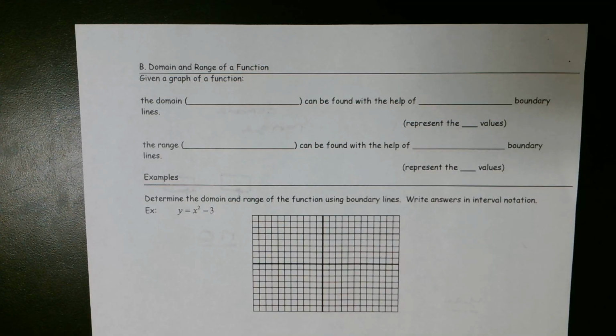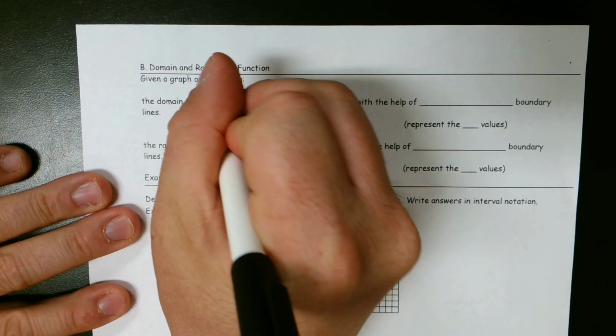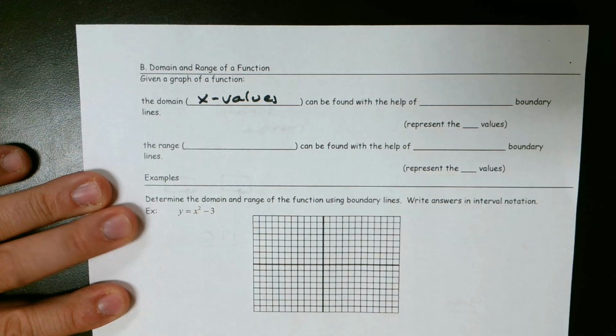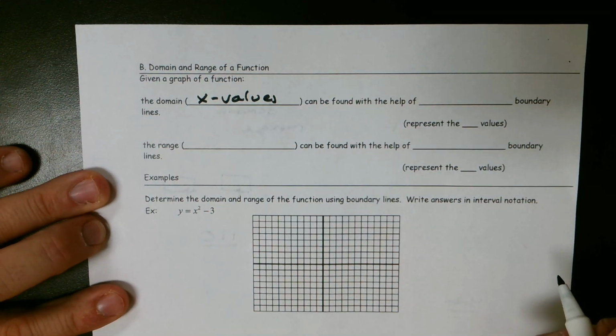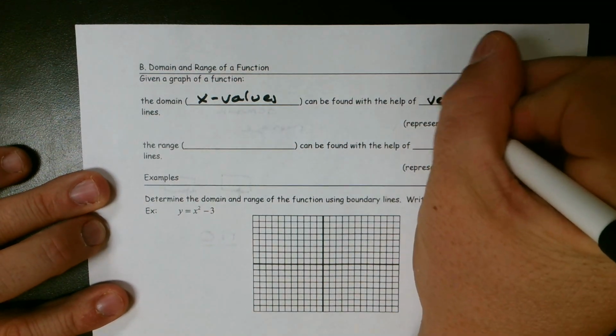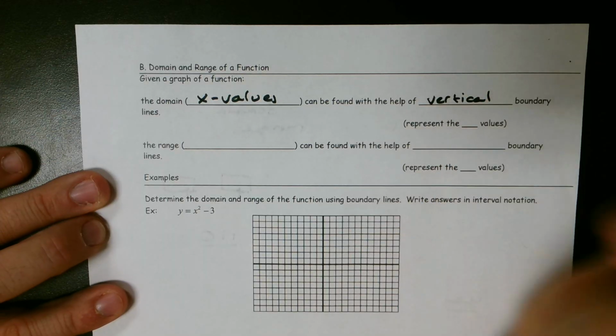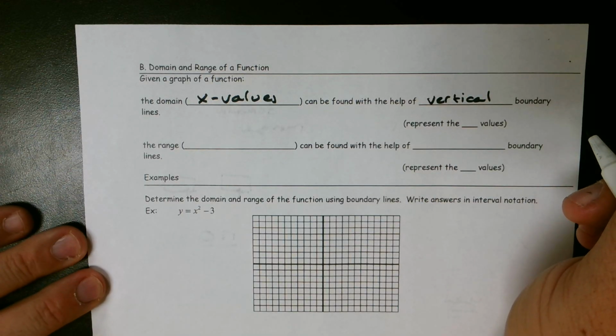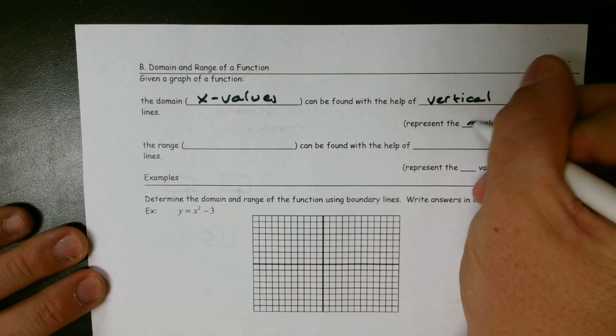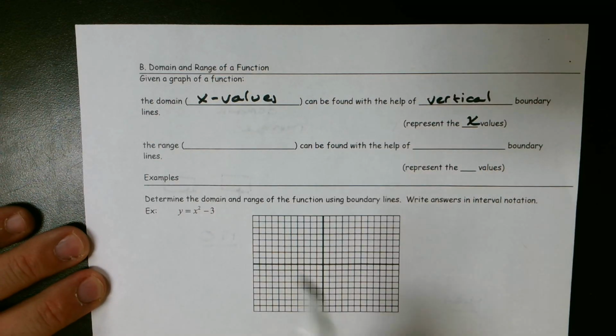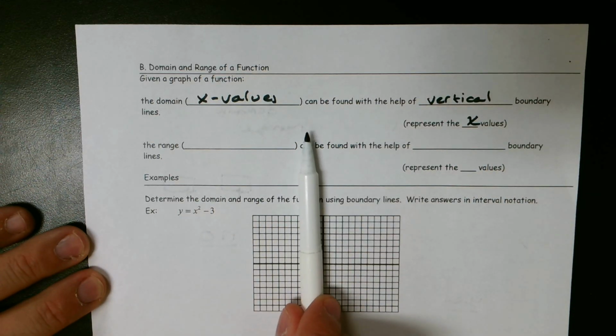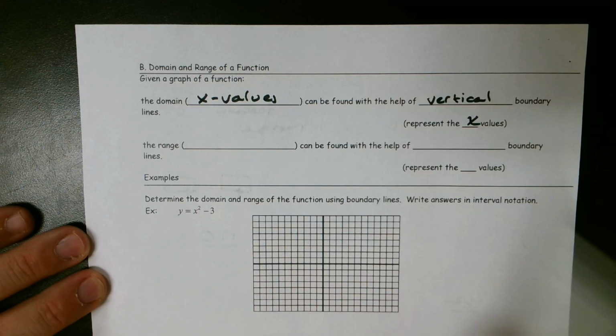Okay, let's talk a little bit more about domain and range. So the domain, or the x values, can be found with the help of a vertical boundary line. Talk a little bit about vertical boundary lines and horizontal boundary lines here in a second. Okay, those represent all of the x values. Okay, if you look at my graph here, a vertical line represents all of the x values, the values on the x-axis.